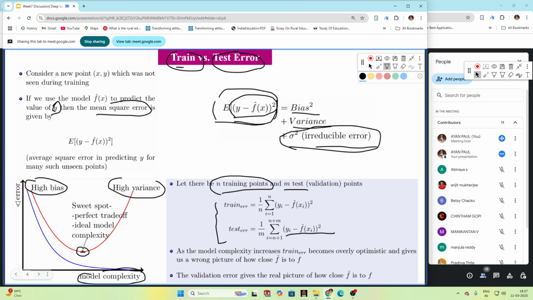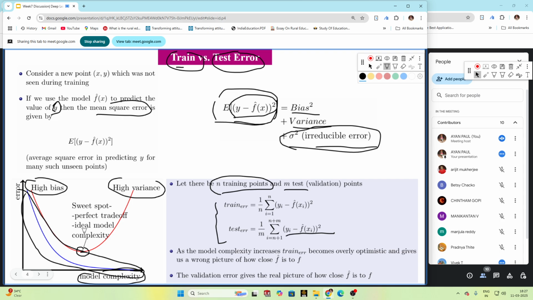Now if you only see the training error, you will not get a clear picture of the result, because as you are increasing the model complexity, your train error will be very much less, or may reach 0. But when you test your model on different data instances, like if we train with n data points and then test with m data points, what we will see is our test error is increasing. So this is the plot of model complexity versus the error.